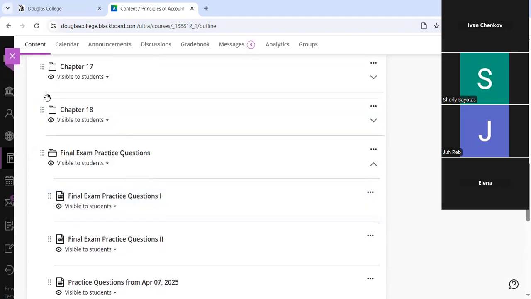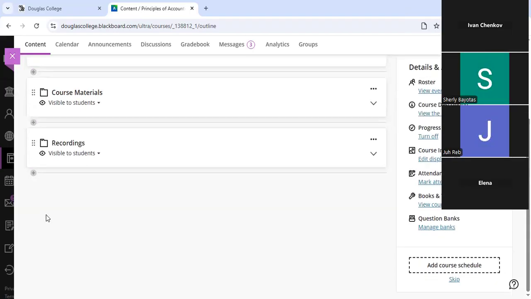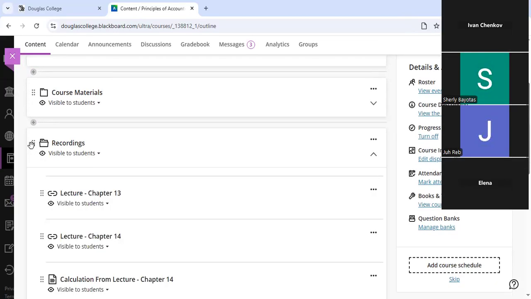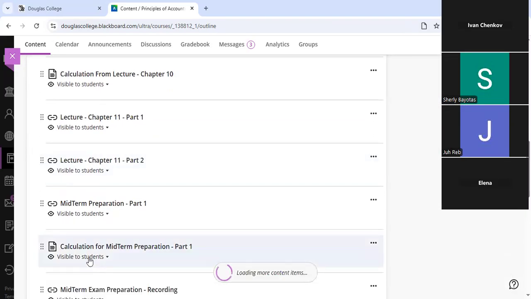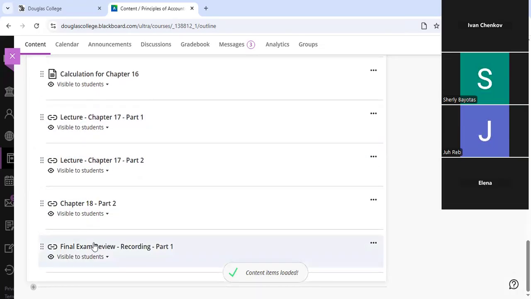The last thing left is the recording, and the recording from today is going to be under recordings. Once you go on the recordings, I already posted that. The final exam review part 1, and today is going to be the final exam review recording part 2 after this. So you're going to have access to the recordings, access to the questions, access to the exam starting on Thursday. So you have everything.